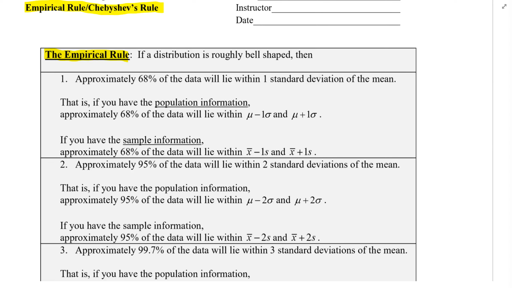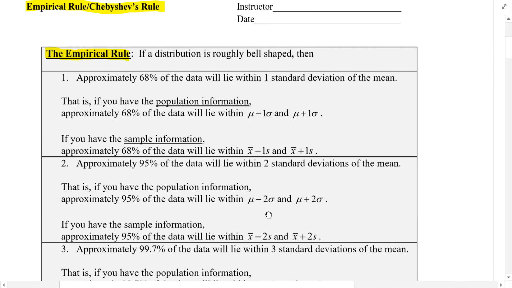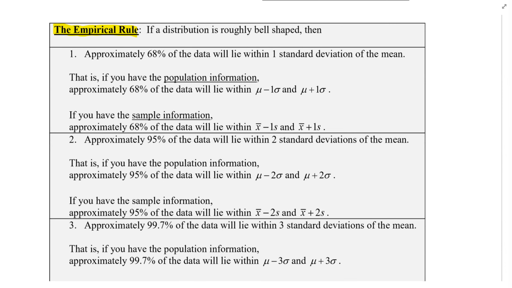Hello, in this lesson, I'm going to review the empirical rule and Chebyshev's rule. So first, the empirical rule. This is for a distribution that's roughly bell-shaped or symmetric. The rule states that approximately 68% of data will lie within one standard deviation of the mean.